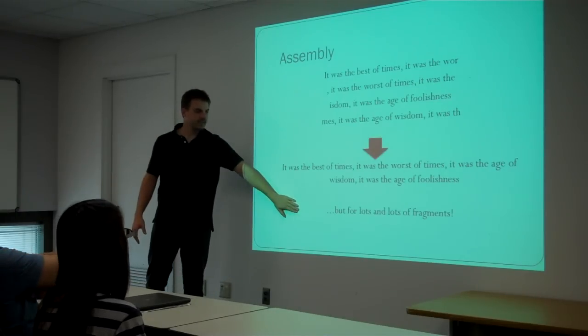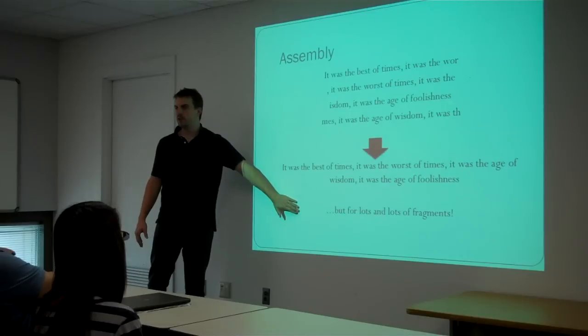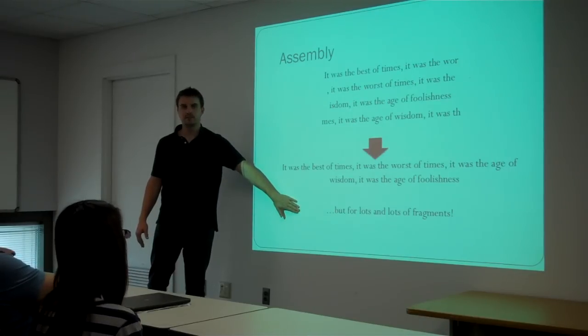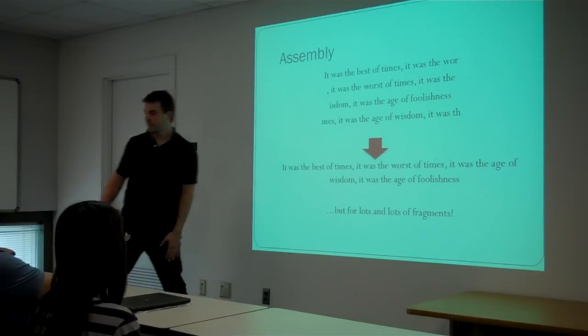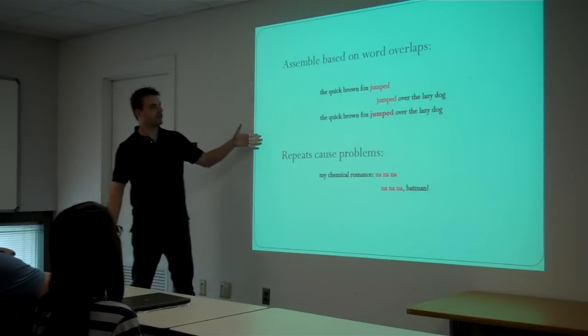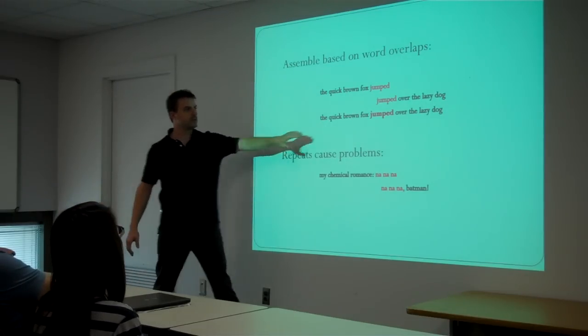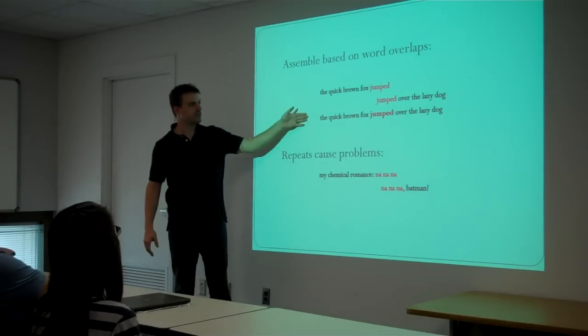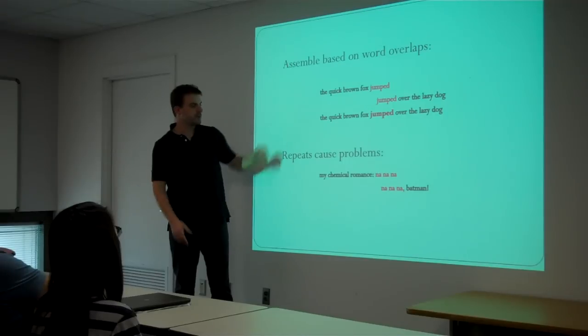And of course, it's a computationally tough problem. We're not doing this for 1,000 fragments or 100,000 fragments. We're doing this potentially for billions and billions of sentence fragments. So, of course, the way you do this is you assemble based on word overlaps. You take your sentence fragments, you look for shared words or shared components of the sentence, and you assemble the end sentence out of the fragments.